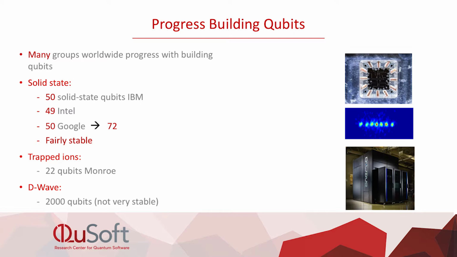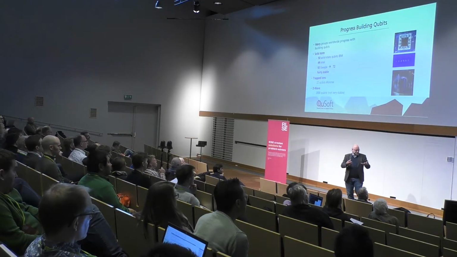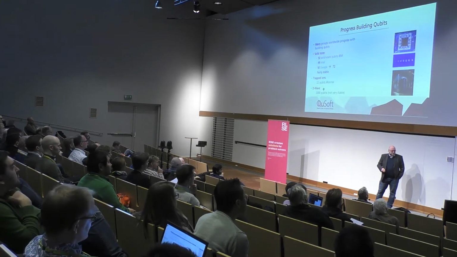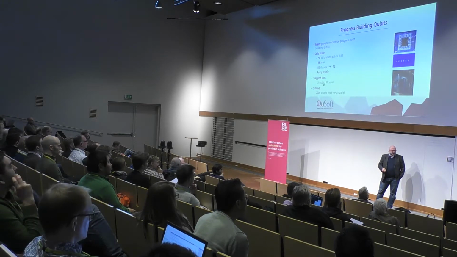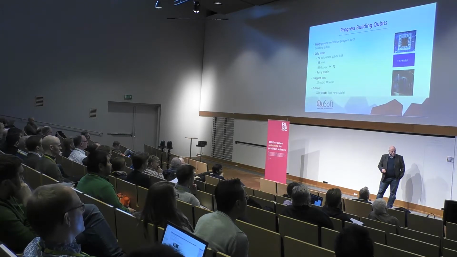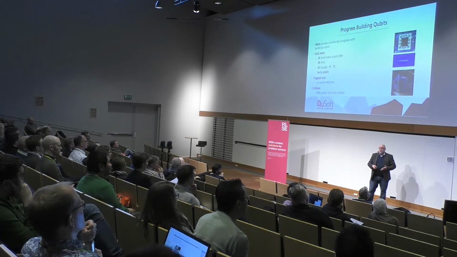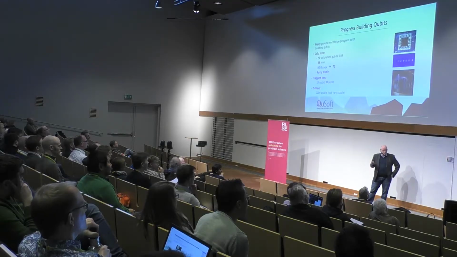IBM has 50 qubits in some material called solid state qubits, at least so they claim. Intel has 49. Google announced earlier this year to have 72 qubits. Now I have to take this number with a little bit of a grain of salt, but nevertheless there is a lot of progress. In the labs, Chris Monroe has demonstrated 22 qubits, and then there's a company in Canada called D-Wave who claim to have 2,000 qubits. Unfortunately, these 2,000 qubits are not very stable, but nevertheless it's quite interesting to see what you can do with them.